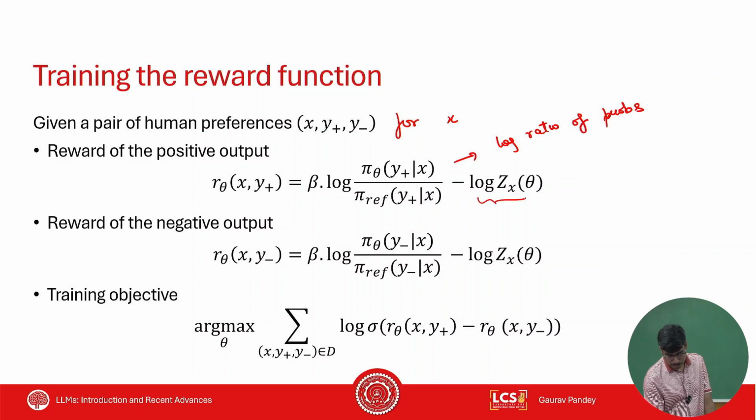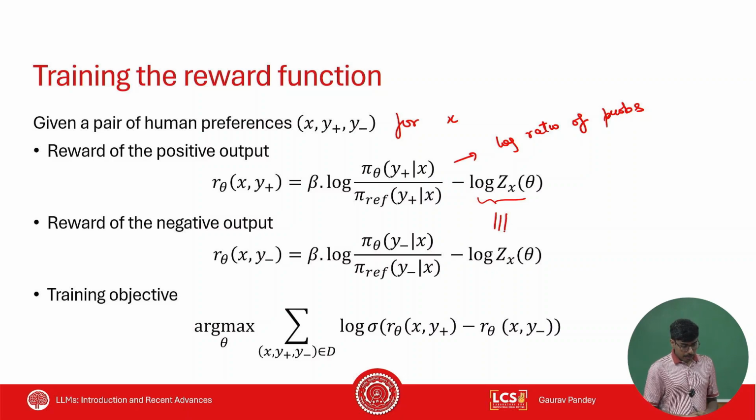Minus a normalization constant which depends only on x and not on y. Similarly, the reward of the negative output can be expressed as the log ratio of probabilities minus the same normalization constant. See, these two normalization quantities are equal, right?